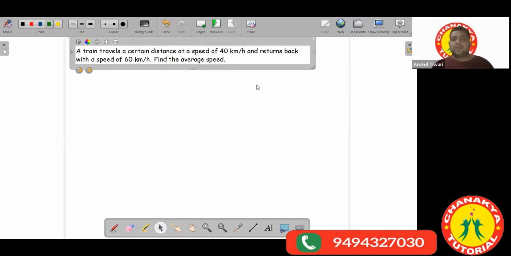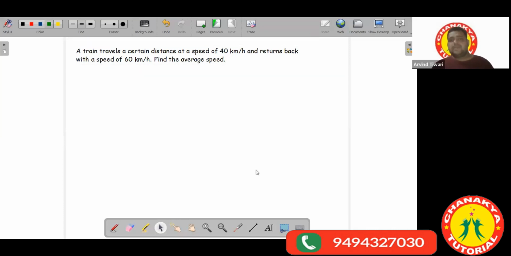Okay. Anyone able to get through it? See, the problem with this question is that it does not have the distance. There is no distance given. Someone gave the answer as 50 kilometer per hour. Well, good try, but this is not the correct answer.